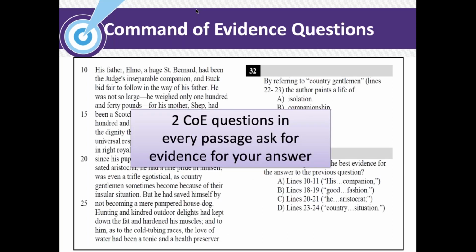All right, so we're going to look at 2 of the most commonly tested types of questions. And the first one, I think, is the most difficult. Each of your 5 reading passages is going to have 2 command of evidence questions that ask for evidence for your answer. So let's look at what that looks like.